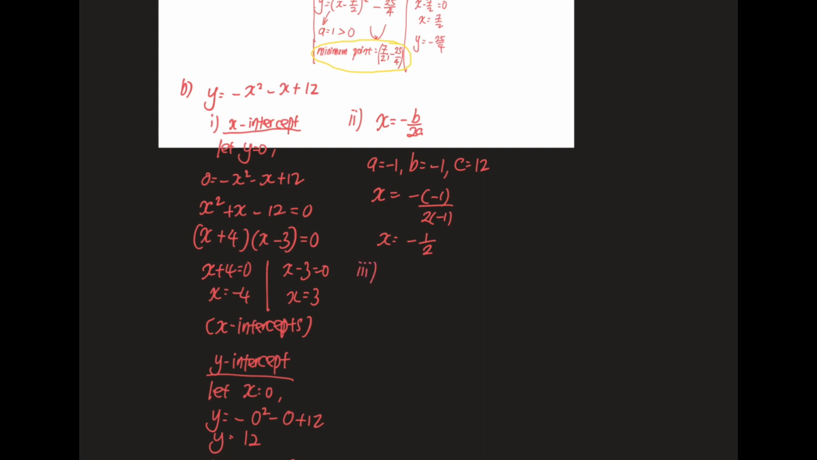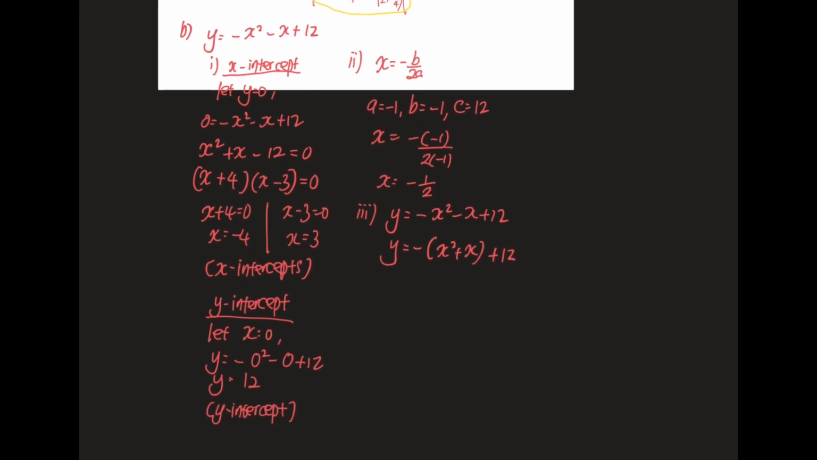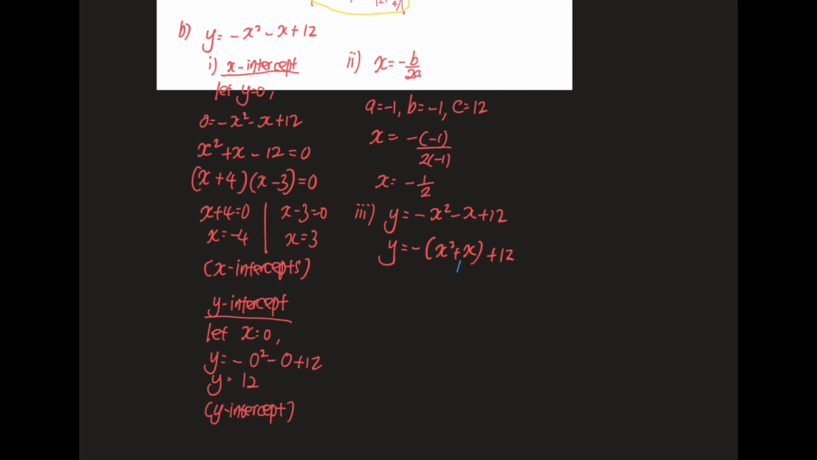Now we do part 3. Part 3 is the turning point. So we have to do completing the square. So again, you have to make sure there is no negative in front, there is no number in front of x squared. So in our case, you have a negative here, so we have to factorize the negative. Factorize the negative for the first two terms. So the first two terms change sign now. It becomes positive. The third term, I don't factorize, I just leave it like that.